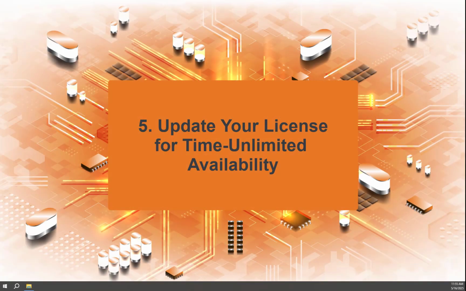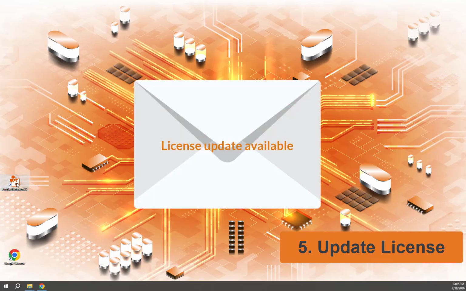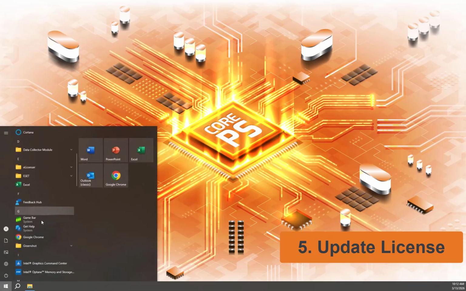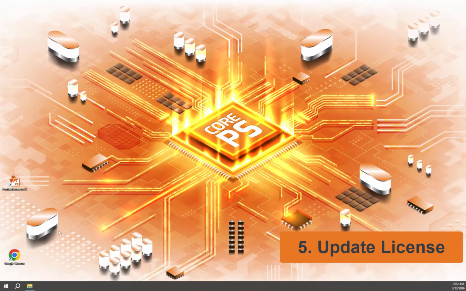In the last step, you need to update your license so that it is unlimited in time. Once we have received payment for your software and have checked your product registration, we will remove the time limit on your license, and you will receive an email about an available license update. After receiving this email, please go to the Start menu of your computer and click on Production Server or FilmGate. Update license. Your license is now available without any restrictions.